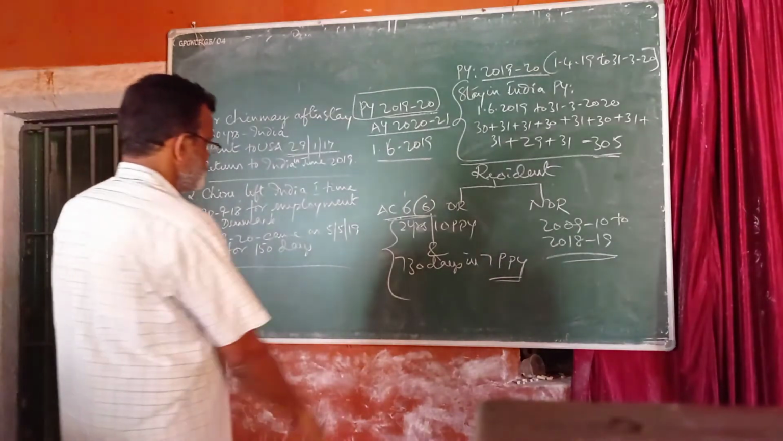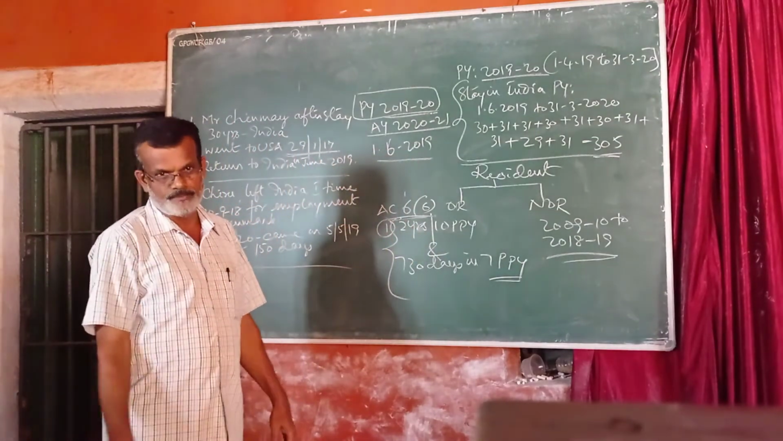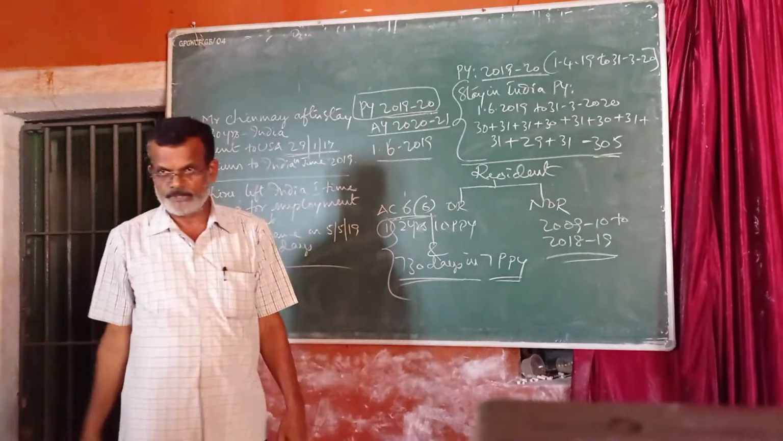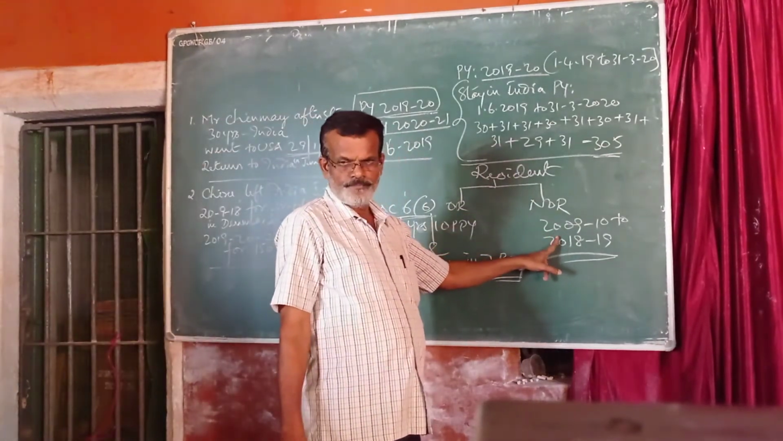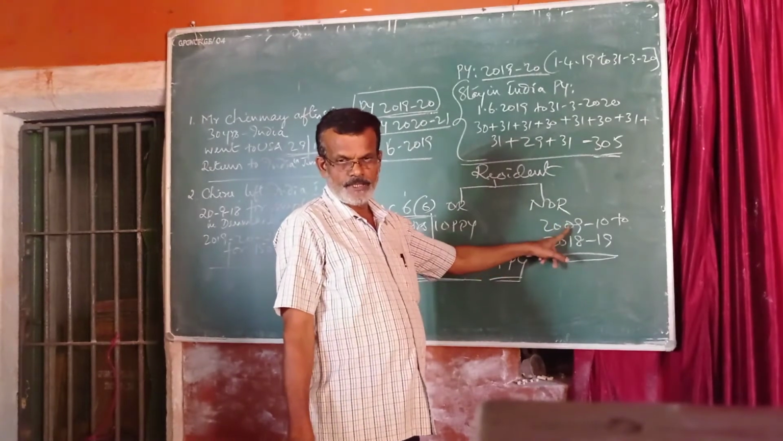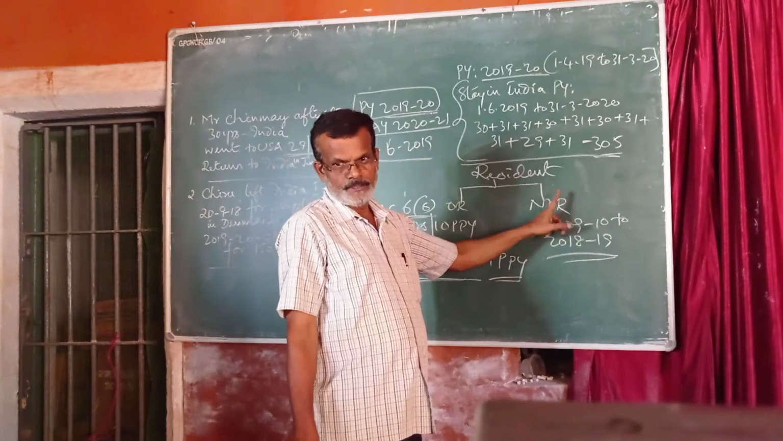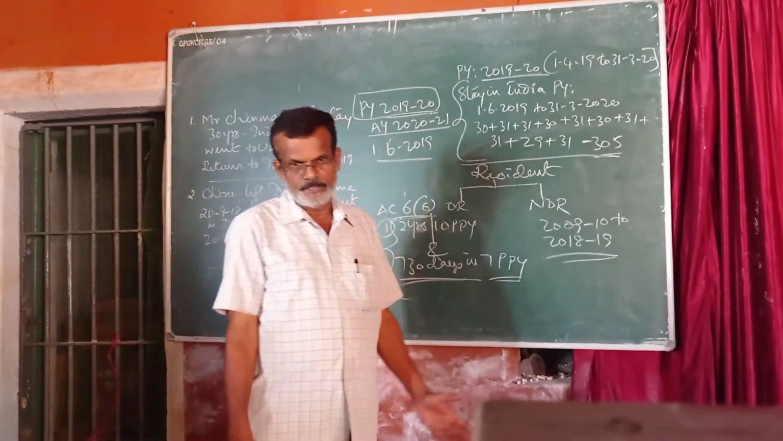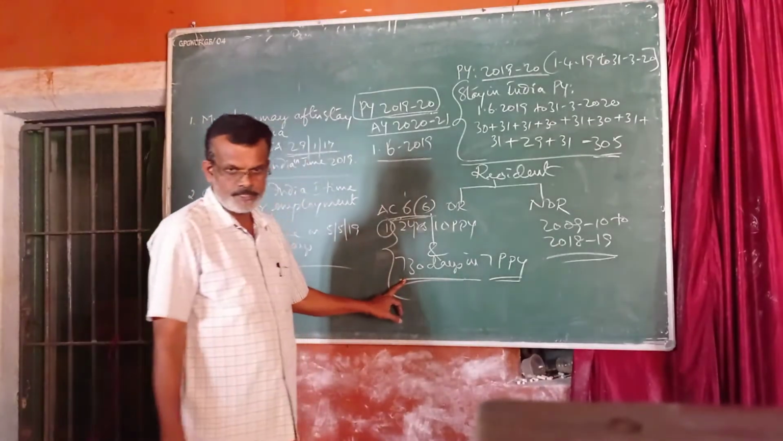The first additional condition says that he must be a resident for 2 years out of 10 preceding previous years, and 730 days in 7 preceding previous years. Let's see: 18-19, 17-18, 16-17, 15-16, 14-15 and 13-14. So during the 7 preceding previous years he has been in India for 730 days. It is also satisfied.